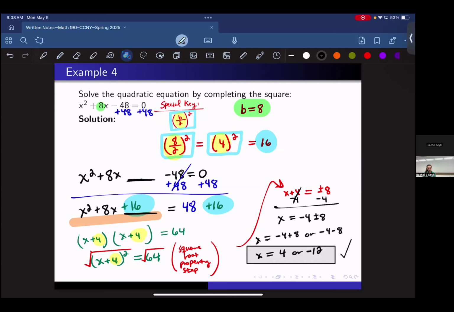Don't forget to check that both work. You plug in 4, you get 4 squared, 16 plus 32 minus 48 equals 0, correct? Plug in -12. -12 squared is 144 plus 96. Sorry, minus 96, it's negative. Minus 48 equals 0. Good. So both of these work. So yeah, it's bringing really all of this together now.